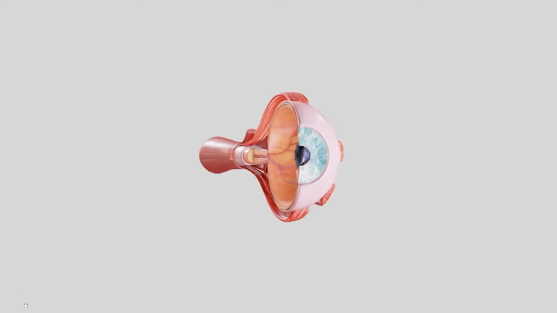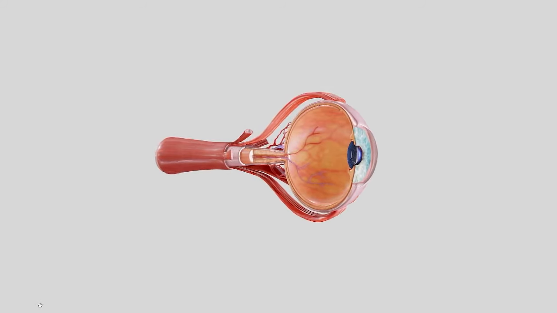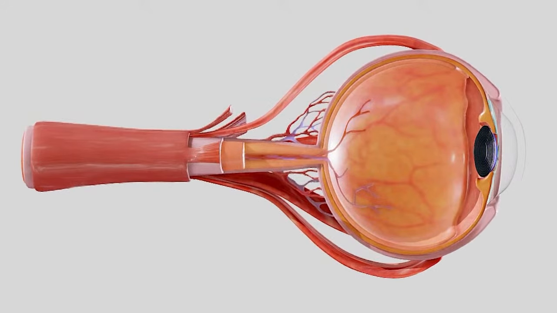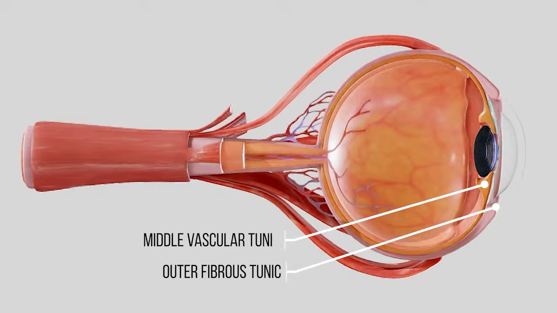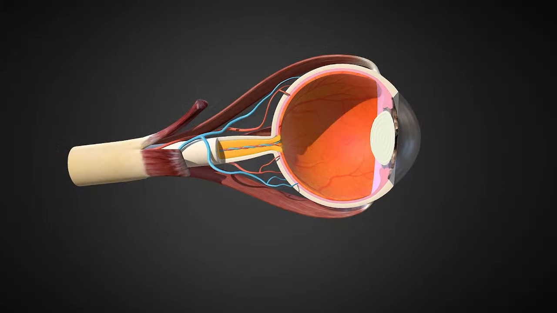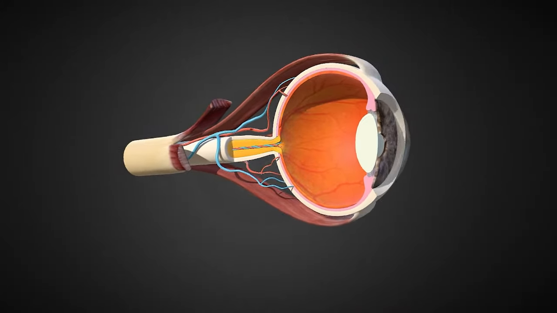Inside the eye, three primary layers form a complex system that transforms light into electrical signals. These layers are arranged concentrically and include the outer fibrous tunic, the middle vascular tunic, and the inner nervous tunic. Outer fibrous tunic. The outer fibrous tunic consists of the sclera and the cornea.